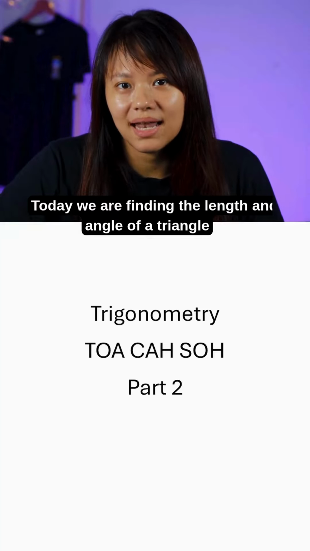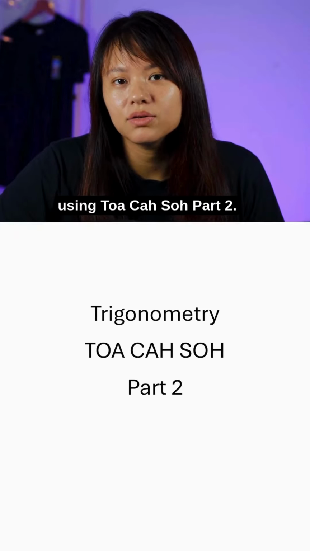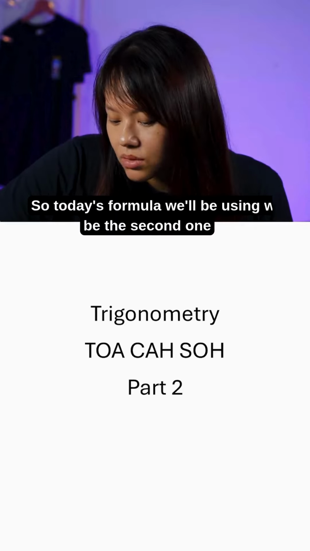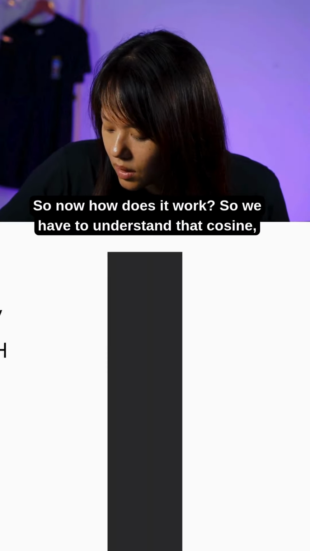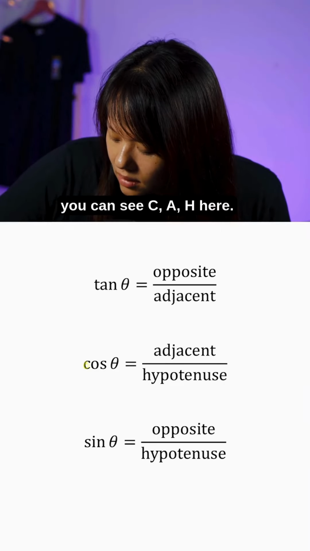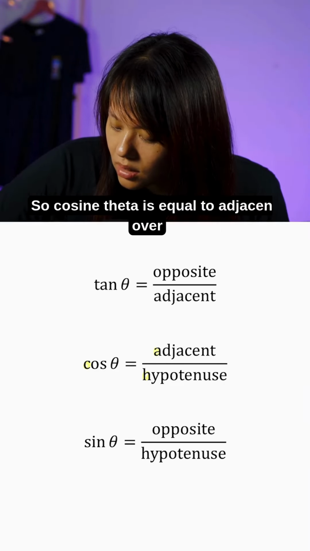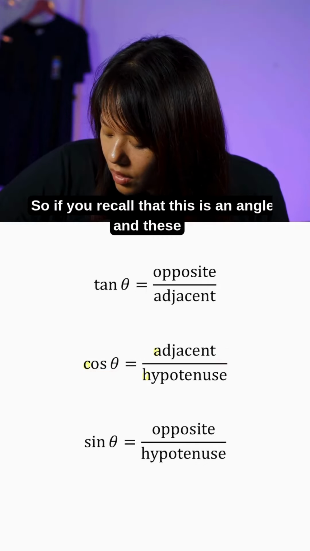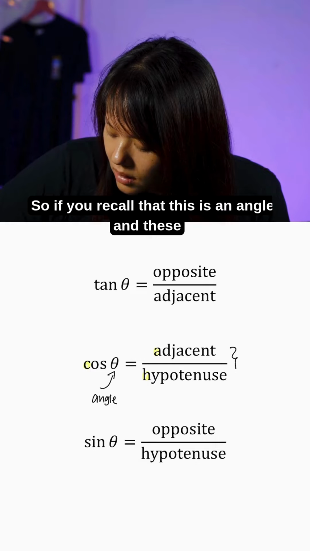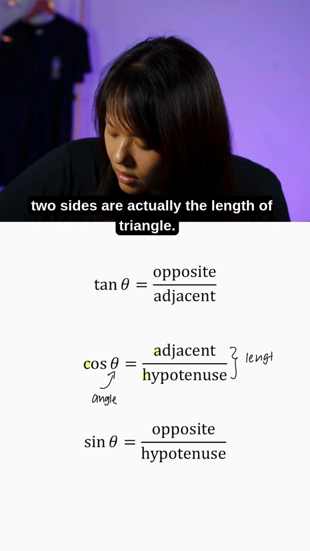Today we are finding the length and angle of a triangle using TOA CAH SOH Part 2. So today's formula will be the second one, which is CAH. Now how does it work? We have to understand that cosine, can you see CAH here? So cosine theta is equal to adjacent over hypotenuse. If you recall, this is an angle and these two sides are actually the lengths of a triangle.